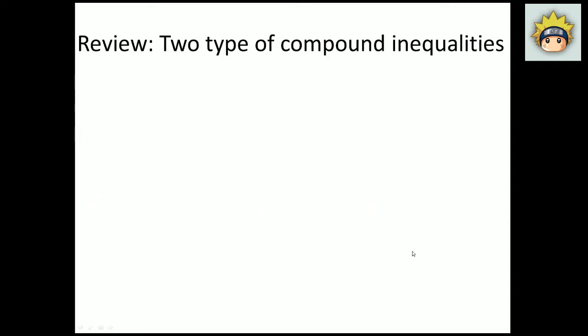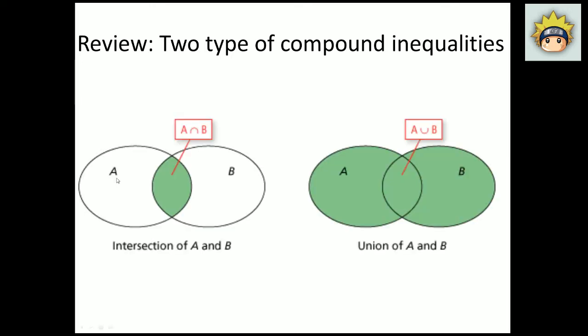Alright, so review. Two types of compound inequalities. Your intersection, which is the inside here, and it's represented by the upside down U. And the union, which is everything here, okay? It's everything here. That is the union. This is the best visual that I can give you in terms of what the intersection is and what the union is.